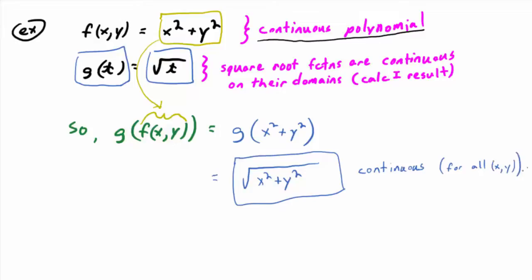Okay? So this example did two things. It showed you how to compose. And then the other thing was, well, this turned out composition of two continuous functions is continuous. And this is an example of that. Radical functions, by the way, are continuous on their domains, right?